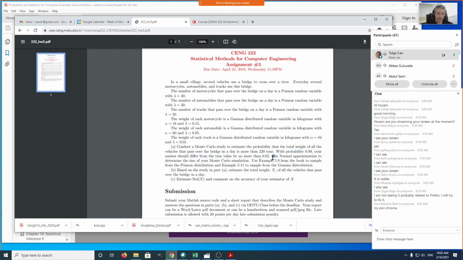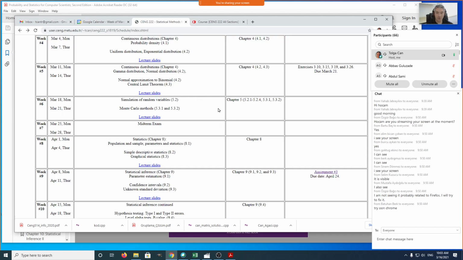This is also really interesting. In order to be within this confidence, within this limit, how many simulations should I run to simulate a single day? It will be like 14,000, maybe 90,000, and we'll see techniques to do that. But at the end, it will just be a program, and we will be able to compute these things. So this is chapter 5, and it's in week six.